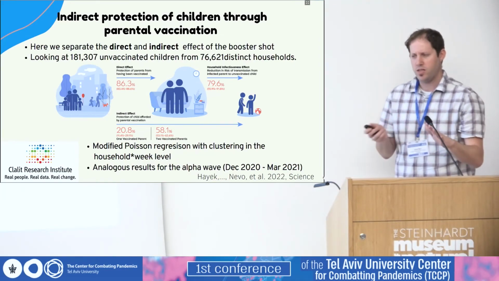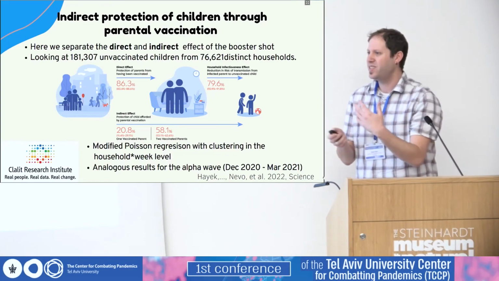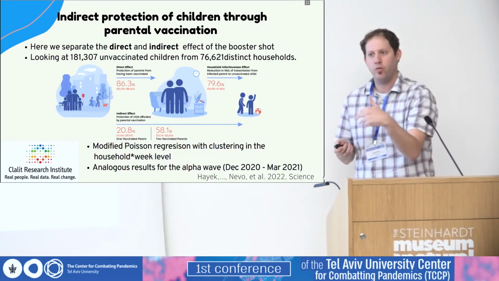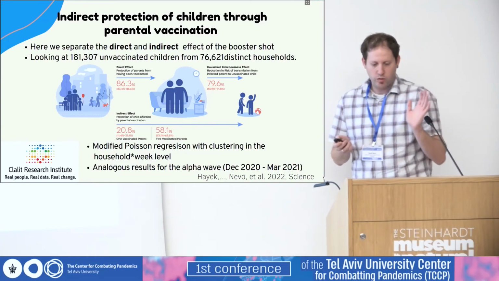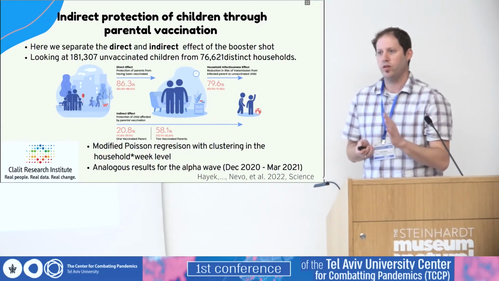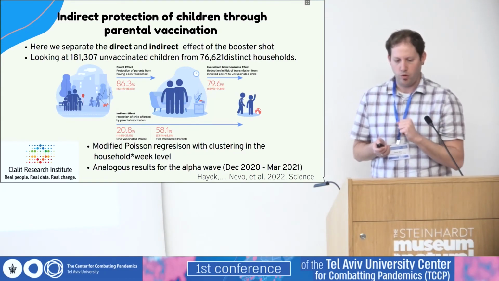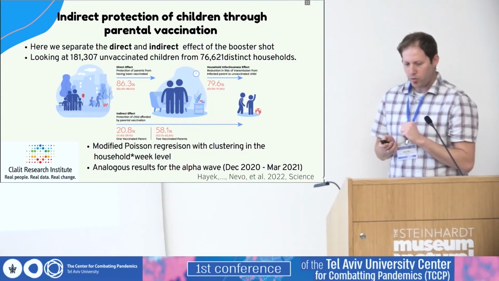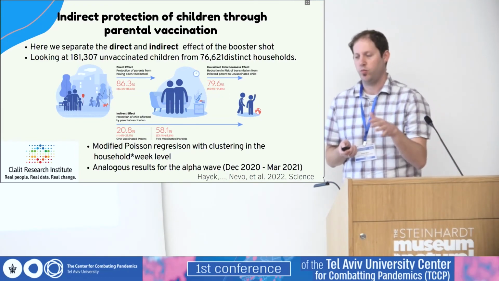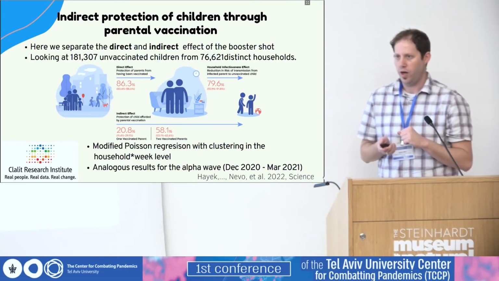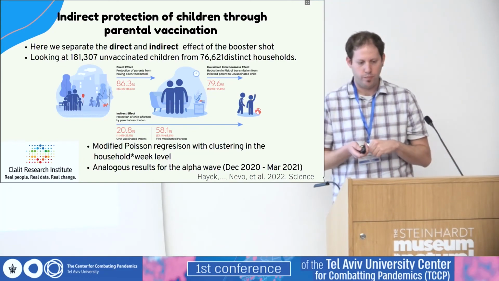The analysis was very rigorous. I'm not talking about the nuts and bolts, but there are a lot of dependencies, right? Because I look at people in the same household, kids in the same household, but we did a, I don't want to say sophisticated, but let's say a rigorous and careful analysis to make sure we can overcome these problems. And we saw actually analogous results for the Alpha wave. So there was indirect protection also for the Alpha wave.